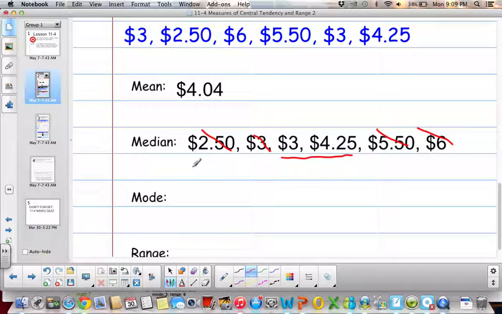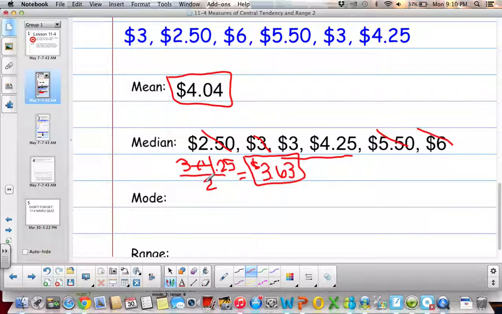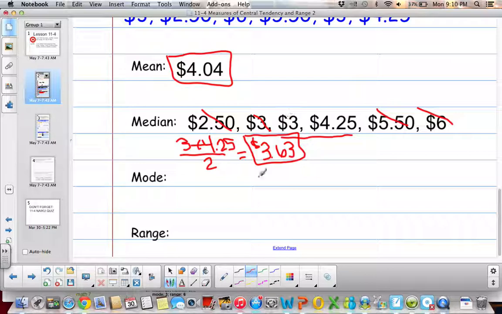So then I add 3 plus 4.25 divided by 2, and we get approximately $3.63. So that is your median. Okay? Here's your mean. Mode would be, because $3 is the only one that shows up more than once, the mode then would be $3.